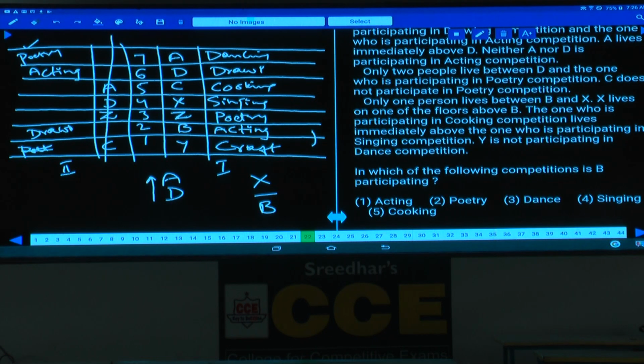In which of the following competitions is B participating? Yes, tell me in which of the competitions B is participating. Here B is participating in acting. Now B is participating in acting, question number 22.